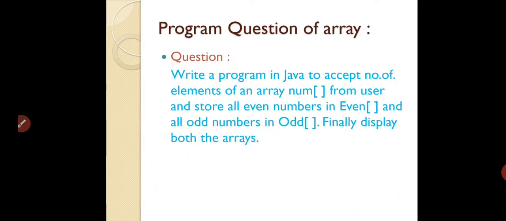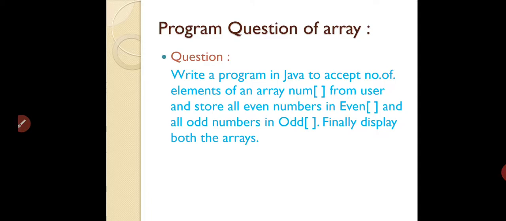Our next question is, the program question is, write a program in Java to accept number of elements of an array num from user and store all even numbers in even array and all odd numbers in odd array. And finally, we have to display both the arrays. Again, I'm going to explain you all.